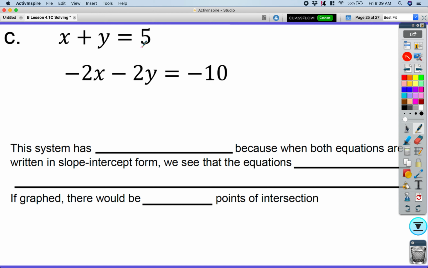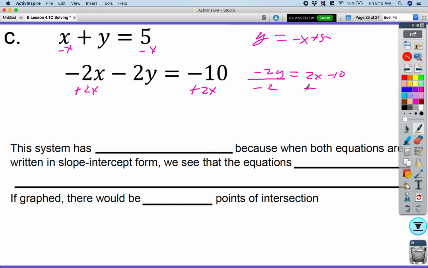So the next one, what we are going to be doing is looking at this, and I'm going to minus x on both sides. This gives me y equals negative x plus 5. And then over here, I notice that these are all even numbers. So first thing I'm going to do is add 2x here, add 2x here. This gives me negative 2y is equal to 2x minus 10. And then I'm going to divide each one of these by negative 2. This gives me y equals negative x plus 5. Now looking at these two equations, they are both y equals negative x plus 5. That's great. Since they're the same thing, this has infinitely many solutions.